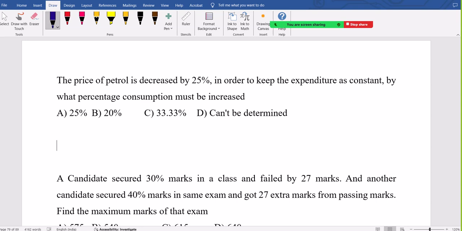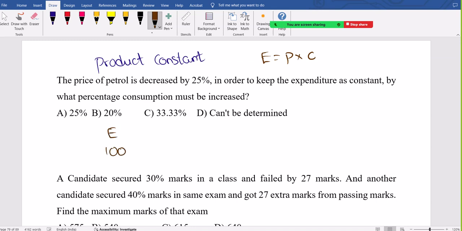Yeah, what's the answer here? Petrol price decreased by 25%. What should be increased to meet the consumption? By what percentage should consumption increase? See, your budget is 100. This is a product constant. Percentages also they mentioned. This is a question from percentage, this one and the next one, right? So expenditure is price into consumption. When price decreases, consumption should increase. Let's say your expenditure is 100 rupees.